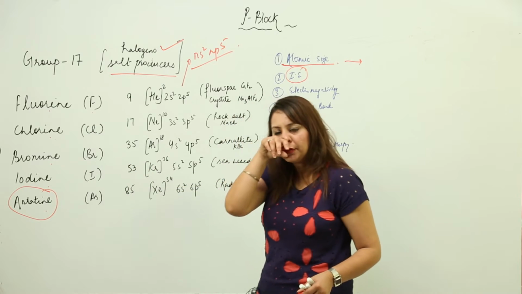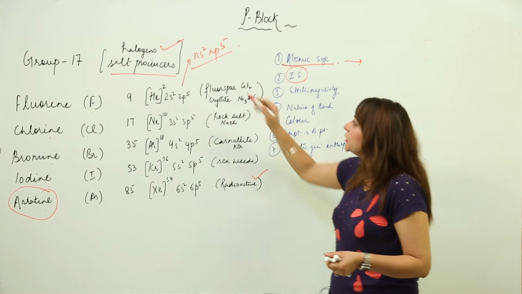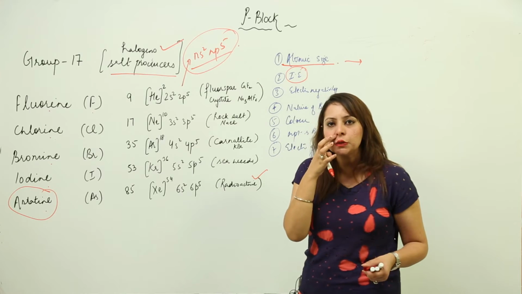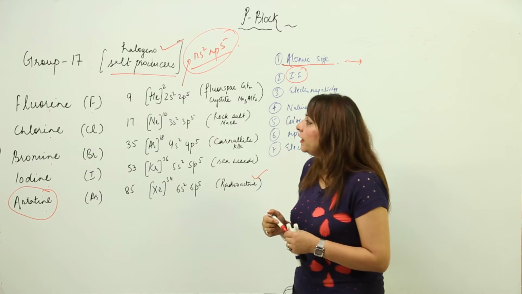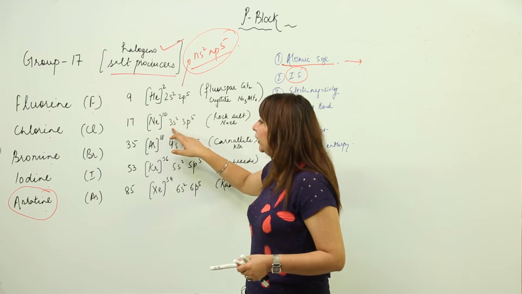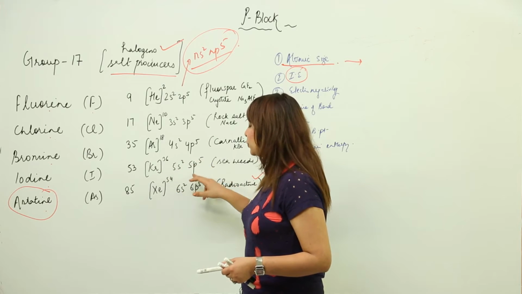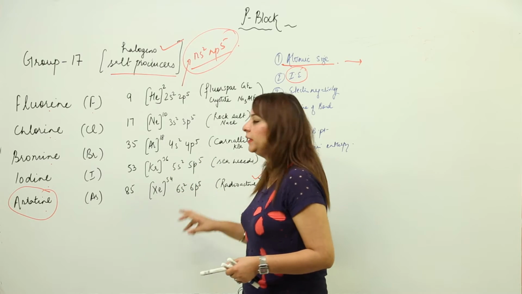So we are going to start with the properties. The first property we are looking at is the electronic configuration, and the general one is ns2 np5. If we write the configuration for them, then fluorine is 2s2 2p5, chlorine 3s2 3p5, bromine 4s2 4p5, iodine 5s2 5p5 and astatine 6s2 6p5.